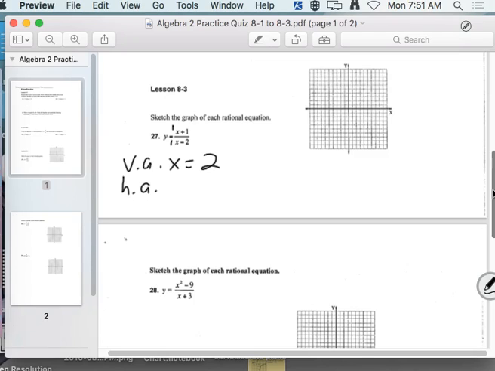Wait, so the degree on the top is x and the degree of the bottom is x. It's not greater, so you do get one. If there was a 2 in front of that x, it's still x and x, and then you just do the fraction. Correct. Are you okay with horizontal asymptotes?